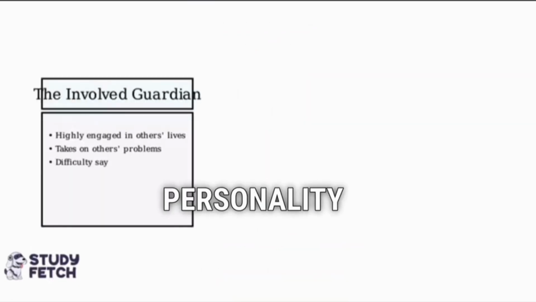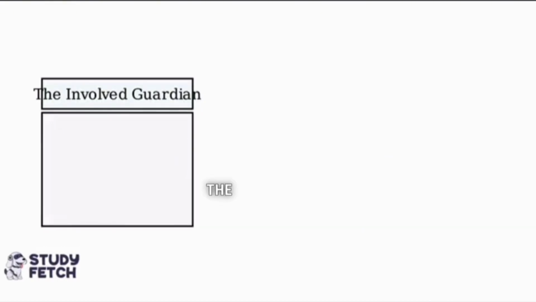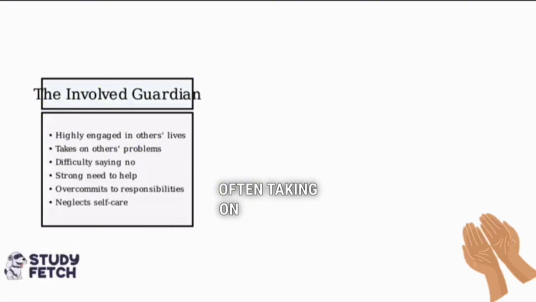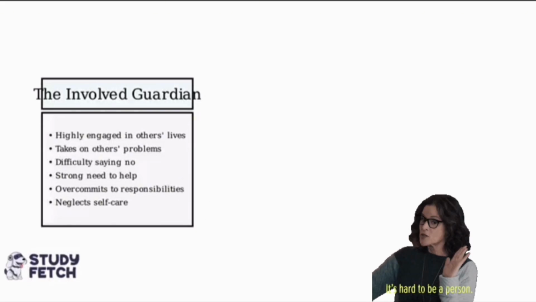The emotional guardian personality type manifests in 3 distinct ways, each with unique characteristics and behaviors. The involved guardian is deeply committed to others' well-being, often taking on excessive responsibilities and struggling to maintain personal boundaries.